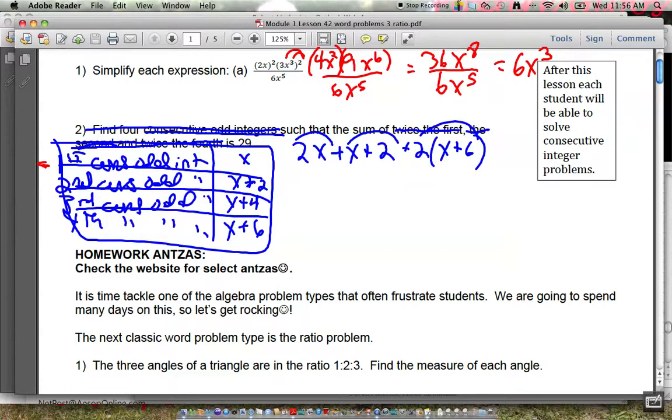So this is the sum, adding the first, twice the first, the second, and twice the fourth. Now, when I add that up, I have to get 29. I can cross that out. Now I've used everything, it's time to solve.